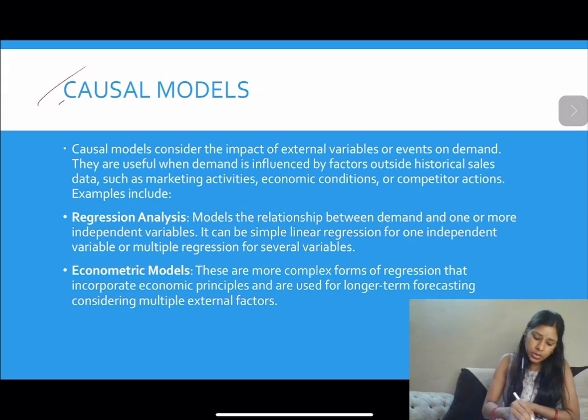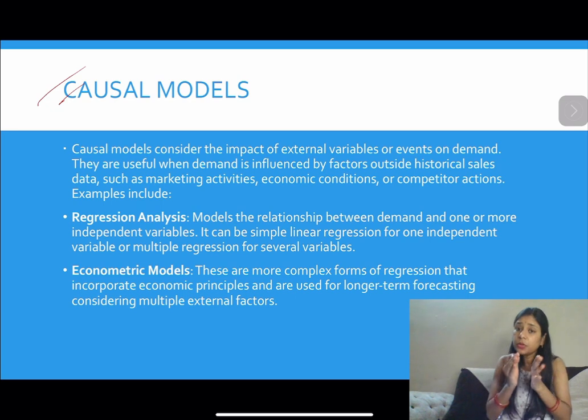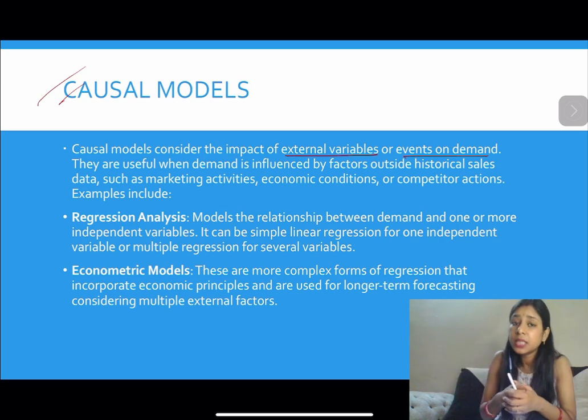The next is the causal model. Causal models means the historical data has already been analyzed through the time series, but still there are certain variables which the time series has not taken into account, like external variables. The external variables or events that are not captured by the historical data can be captured and analyzed using the causal model.